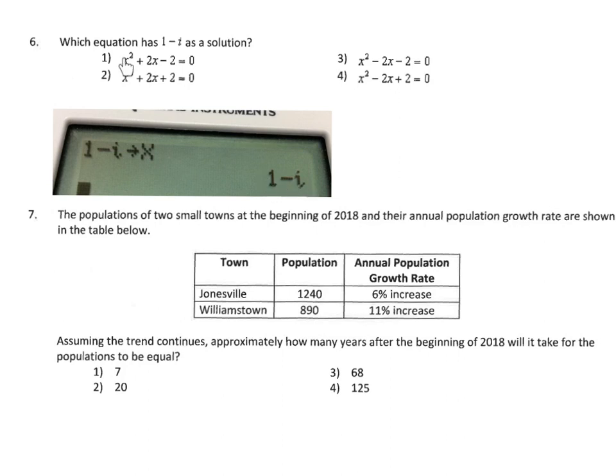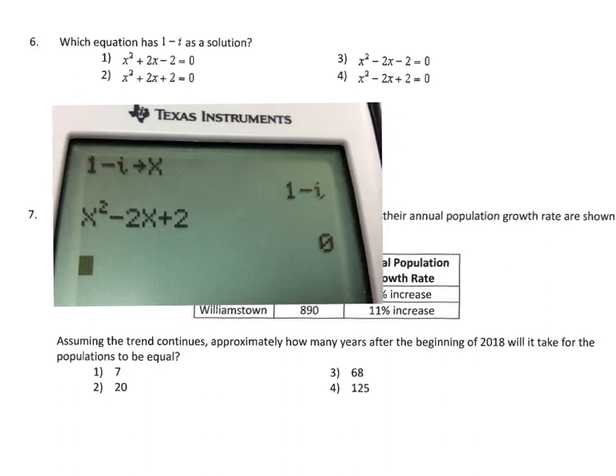Now what you're going to do is plug in the left-hand side of these equations, one by one, and see which one is equal to 0. So when you plug choice 4 into your calculator, it'll give you 0. So there you go. Choice 4 is the answer.